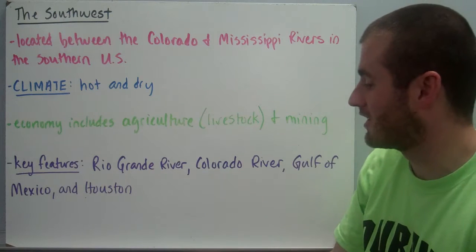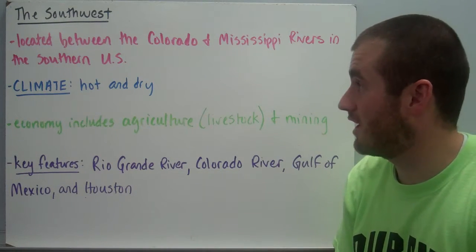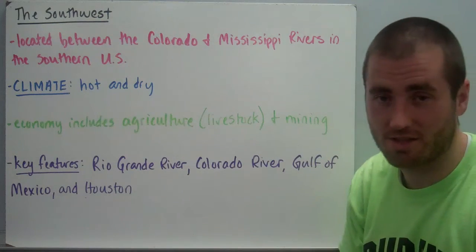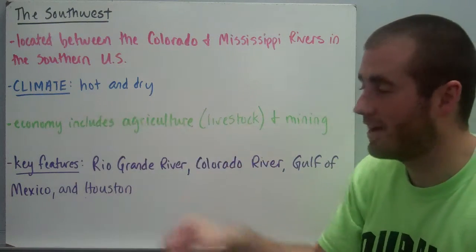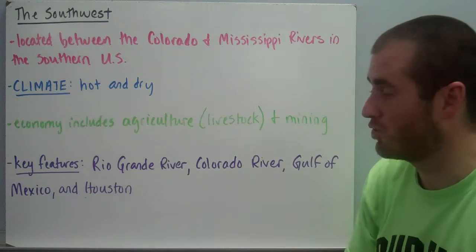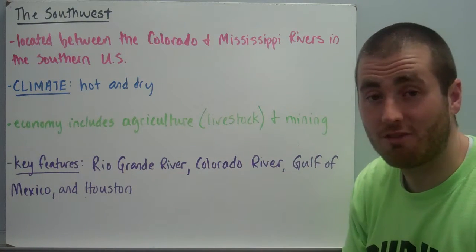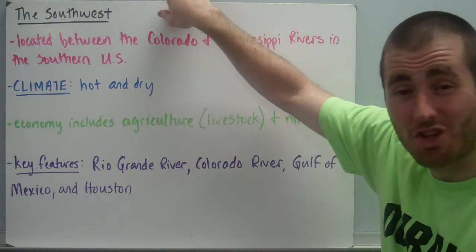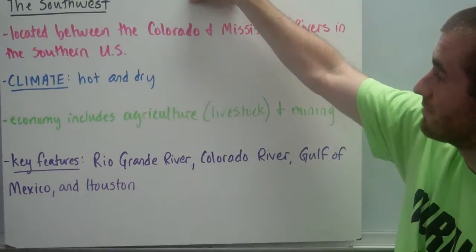I'm sorry, Phoenix is probably in the Southwest. So the Southwest, located between the Colorado and Mississippi rivers in the southern United States. So the climate is hot and dry, and the economy includes agriculture again and also mining. And its key features are the Rio Grande River, the Colorado River, the Gulf of Mexico, and some big cities like Houston and Dallas located in Texas there.